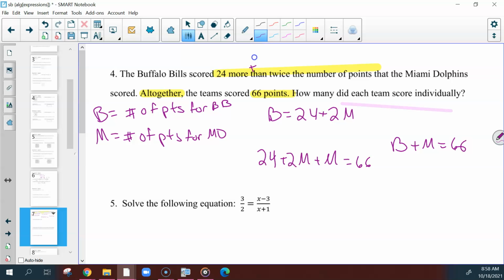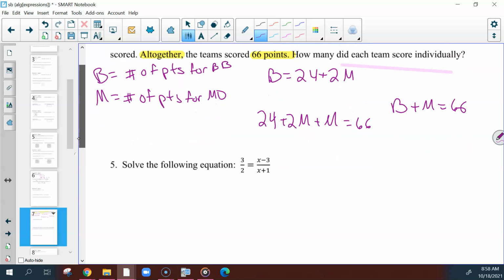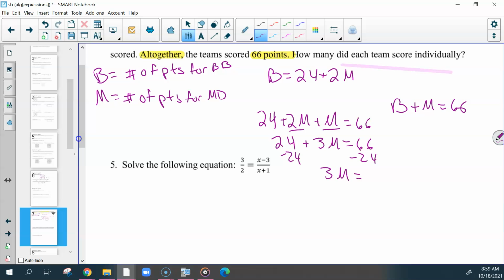So to solve this part, you would first combine like terms, so 2m plus 1m is 3m. And then you would subtract 24 to get the variable by itself. You get 3m equals 42. Then you would divide each side by 3. Which would get you m equaling 14.